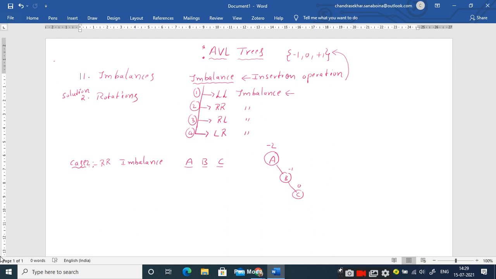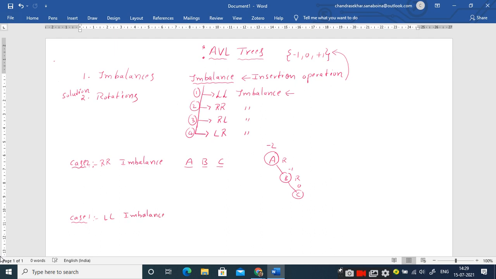This is case 2 I am telling, right? So this imbalance has happened because I have inserted an element towards the right hand side of the right child, therefore this is called the RR imbalance, right? So if we consider case 1, what is case 1? Left of left imbalance. It is LL imbalance, right?